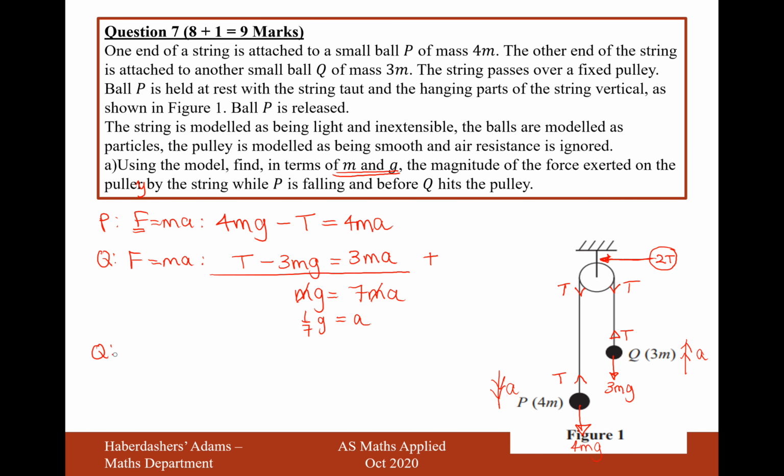So now what we can do is potentially work out what T is equal to. If we use equation Q, then it's going to be T equals, I'm going to move this 3mg onto the other side, so it's going to be 3ma, so that's going to be 3m times the 7th g, so 3/7 mg, and then this 3mg that's added onto the other side, so that's going to be add 3mg. So therefore, the value of tension is going to be 24/7 mg.